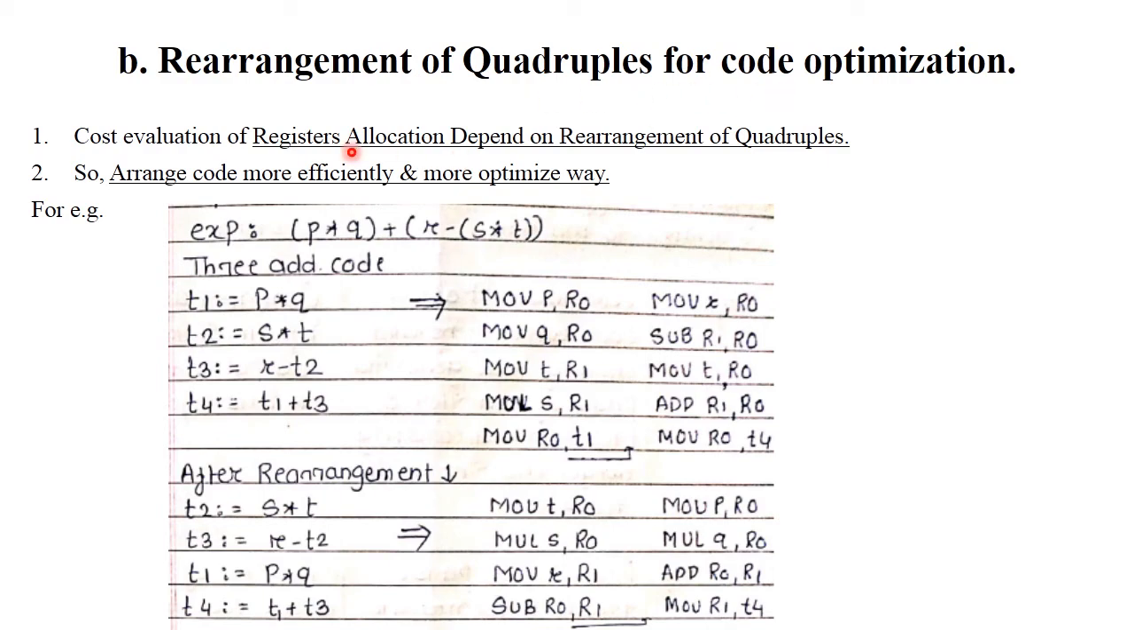One more is rearrangement of quadruples for code optimization. The cost evaluation of register allocation depends on rearrangement of quadruples, so arrange the code in a more efficient and more optimized way. You should analyze this example. From this equation, this 3 address code is generated, and from this 3 address code, these instructions are generated. And after rearrangement, from this 3 address code, again these instructions are generated. You should analyze these examples.